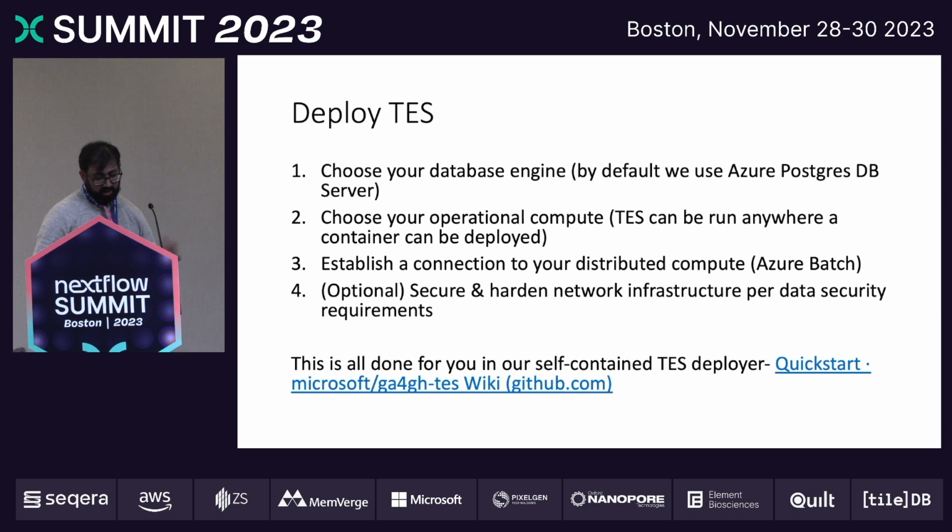We have deployment instructions for Azure, which is all open source. We deploy an Azure Postgres database. We can run it anywhere. And then we do the distributed compute currently on Azure Batch, but there's nothing stopping us from going to a different compute environment in the backend. And then we have additional security that we've done to harden the network infrastructure and security requirements.